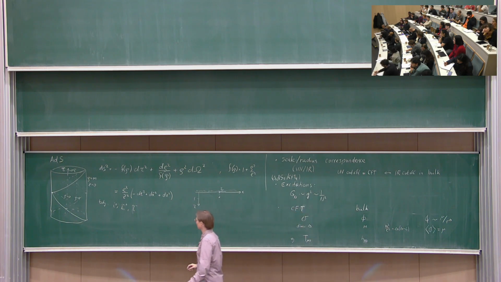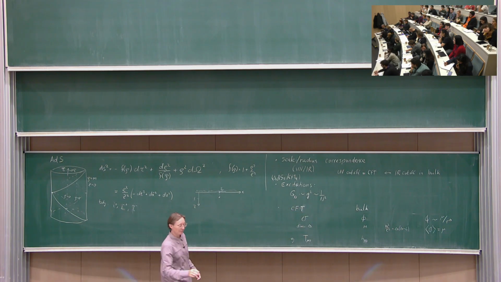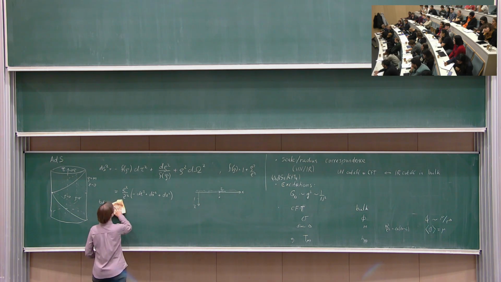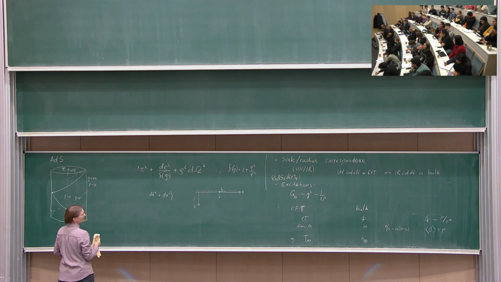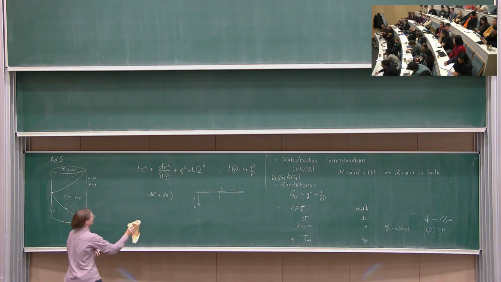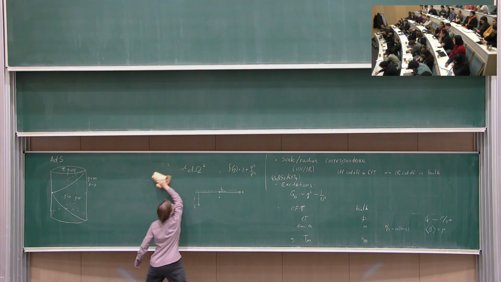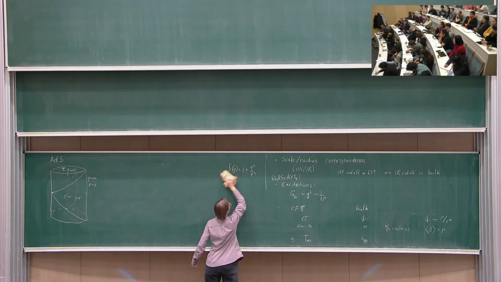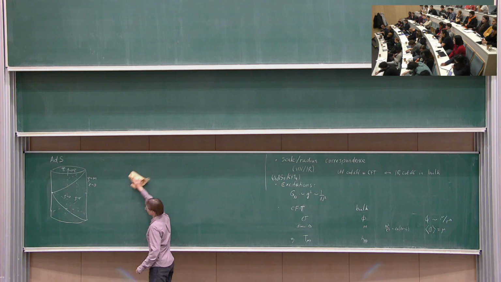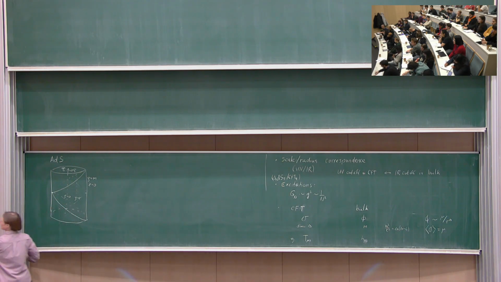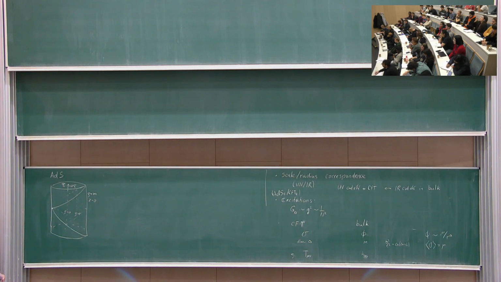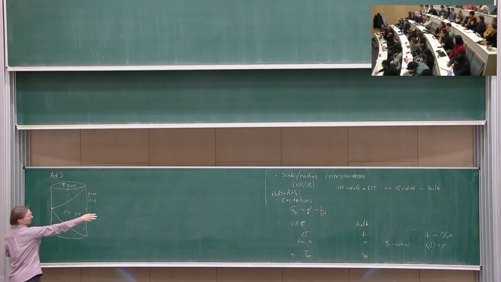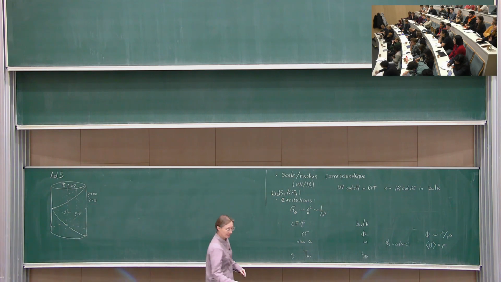So now let me quickly also talk about causality. Well, let me just stay here with the picture. How does causality get manifested in between the bulk spacetime and boundary spacetime?